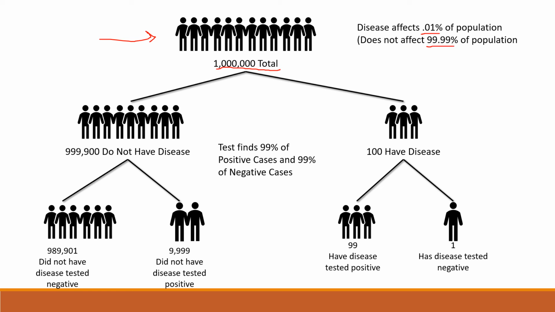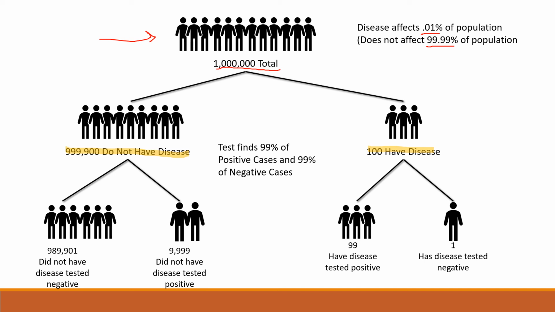If we break these people out, we can break them out into a group that doesn't have the disease. 999,900 people do not have the disease, because that's 99.99% of this million. And we can see that there's 100 people that do have the disease. That's 0.01% of the population. So this is our group that does not have the disease, and this is our group that has the disease. Now let's give all 1 million people the test and see what's being missed and what's being detected in these tests.